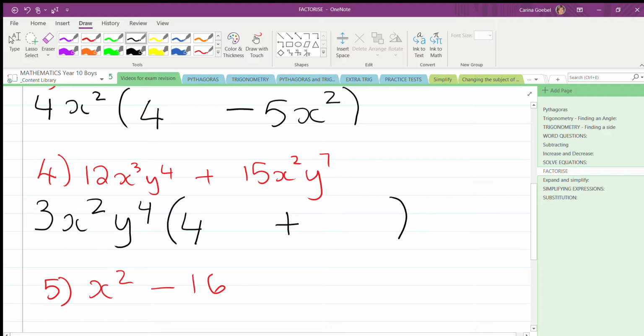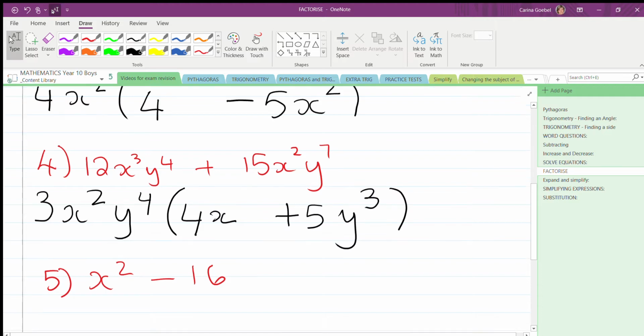X cubed, x squared. So therefore we will need one more x. Y4, y4. They are the same. I don't need any more. Next term, 15 divided by 3 is 5. X squared and x squared. They are the same. Y7, y4. I need another y cubed to make up my y7.